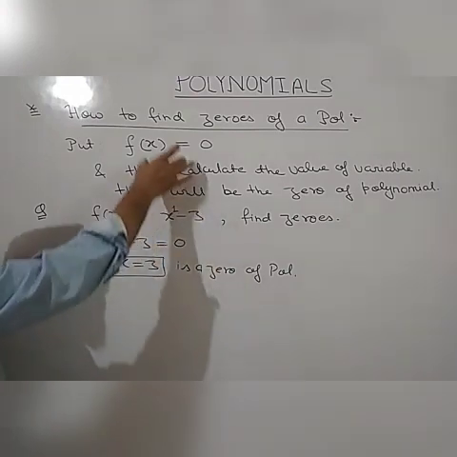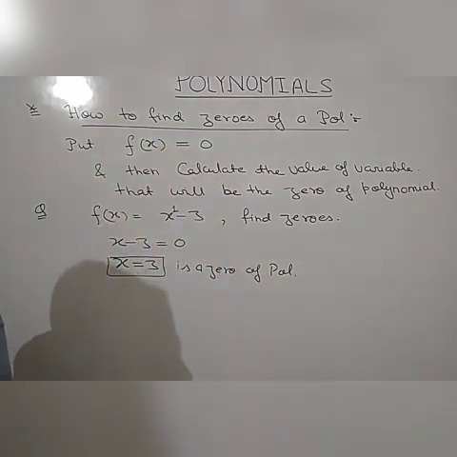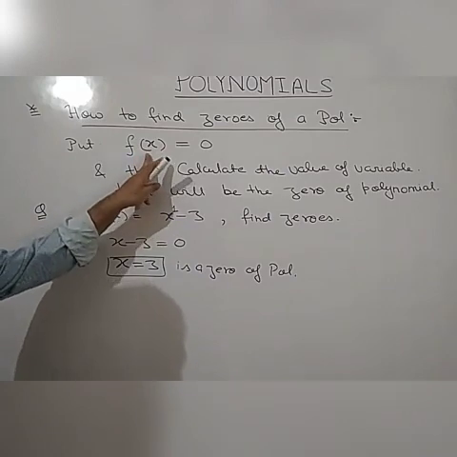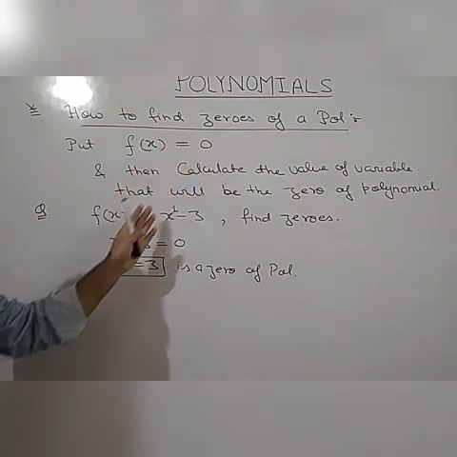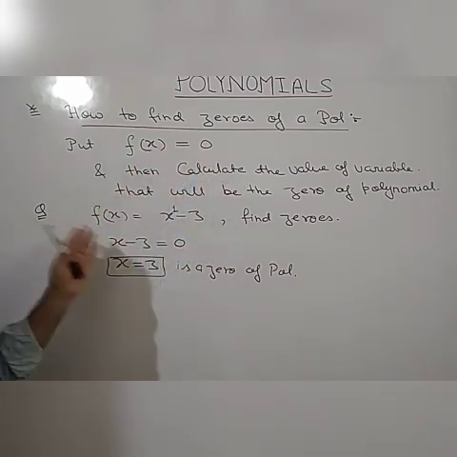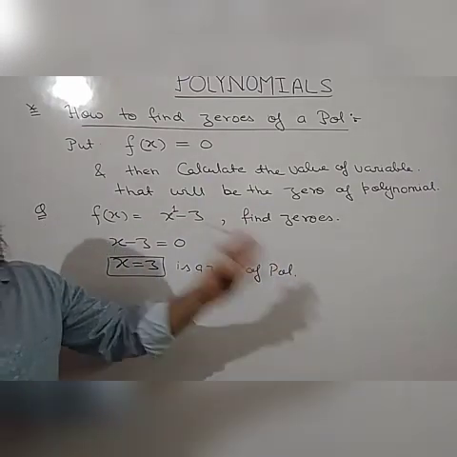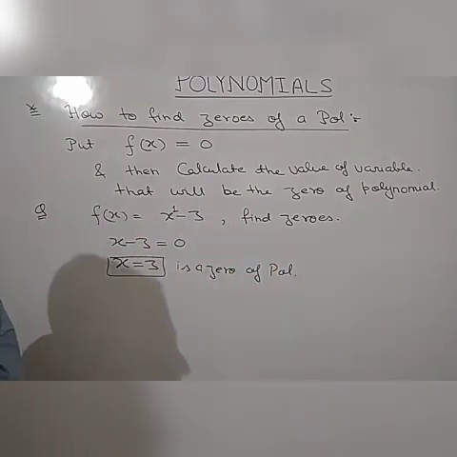Okay, so this is the concept to find the zero of a polynomial. What you have to do is just put the polynomial equal to 0 and then calculate for the variable x. The value of x will itself be a zero or the root of that polynomial. Okay, let us take another example.